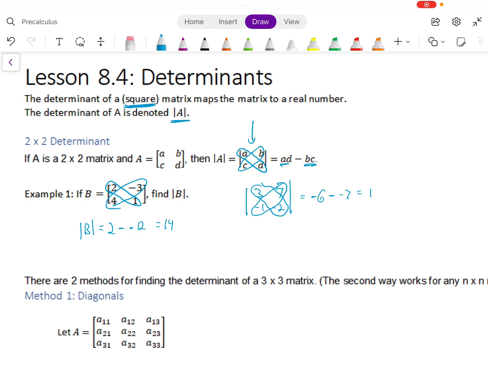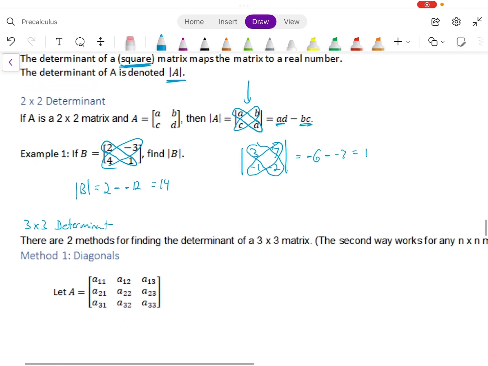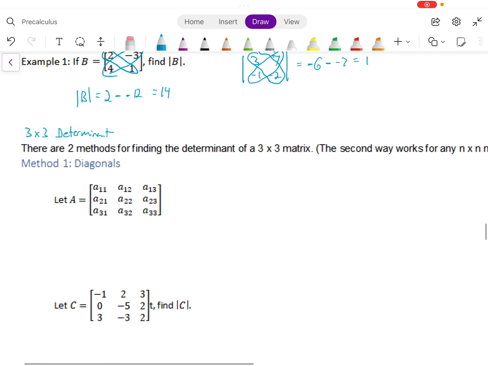All right, this next section, this should say something like a 3 by 3 determinant. And we're going to do that in 2 ways. First way is diagonals, and I'm just going to talk you through this, kind of giving you steps along the way. But what you do to find the determinant by using diagonals is you actually take the first 2 columns and rewrite them.